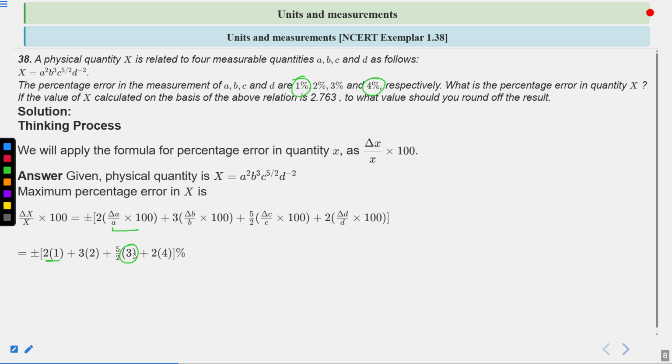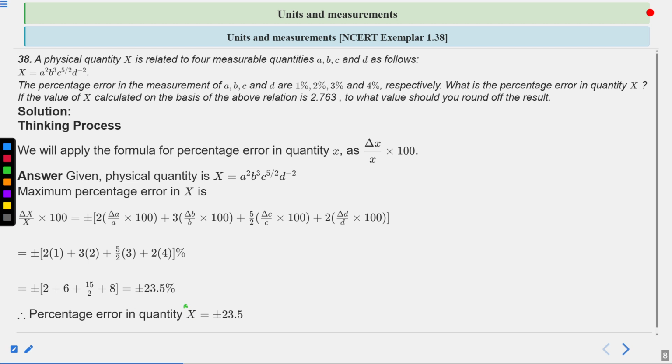So after calculation, it becomes this. 2 into 1 is 2, 3 into 2 is 6, 5 by 2 into 3 is 15 by 2, plus 2 into 4 is 8. So after addition, it will be plus minus 23.5%. So the percentage error in quantity X is equal to plus minus 23.5.